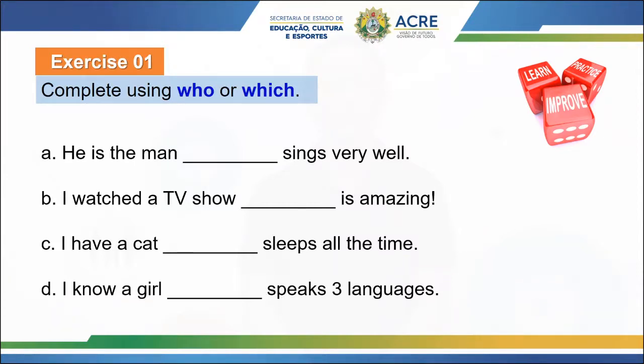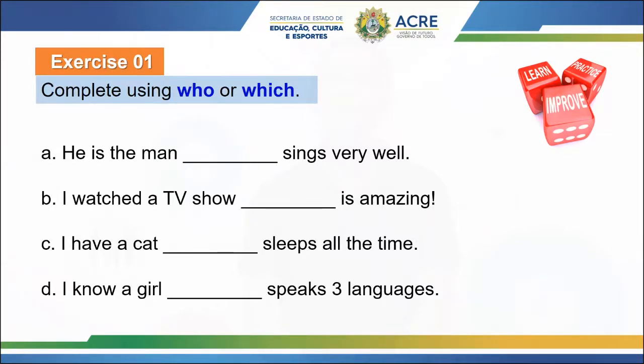Okay, who or which? Letter B, I watched the TV show, blank, is amazing. Letter C, I have a cat, blank, right? He sleeps all the time. And letter D, I know a girl, again, blank, speaks 3 languages, right? We have to choose who or which. We are not going to use that here, right? Because if you use that in all questions, it's going to be correct. So just between who and which ones are correct.